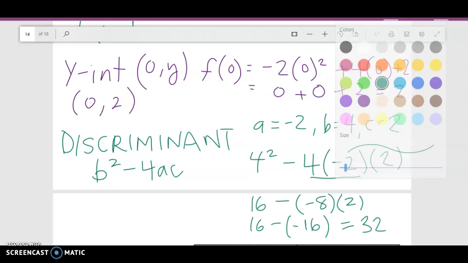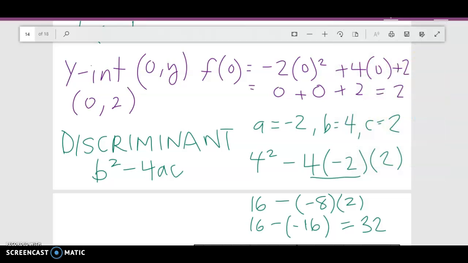Since my discriminant is a positive number, that means I have 2 real solutions, which is the same thing as saying I have 2 x-intercepts. So I know I have 2 x-intercepts. The last thing we need to do is find specifically what those x-intercept values are.